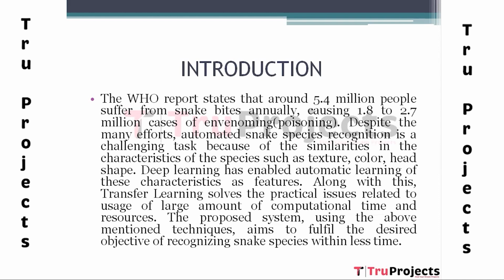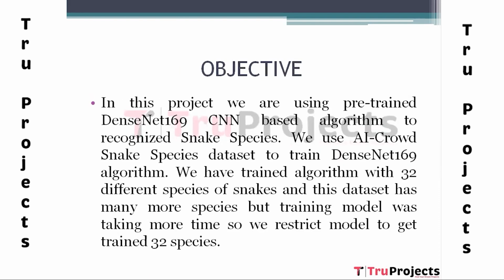Most importantly, snakebite management. Auto identification of snake images might help people avoid venomous snakes. Besides, it can help healthcare providers plan a better treatment for patients bitten by snakes. The main objective of this project is to use a pre-trained DenseNet 169 CNN-based algorithm to recognize snake species.